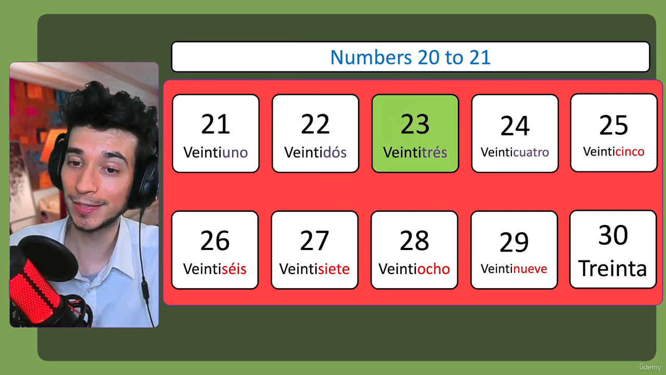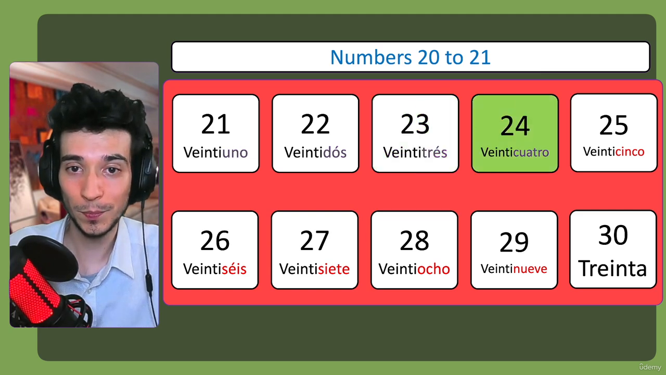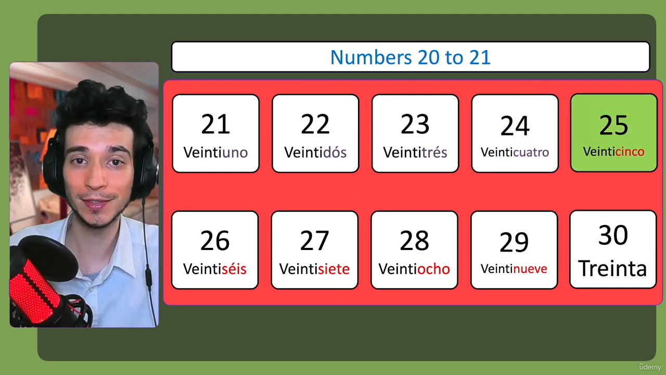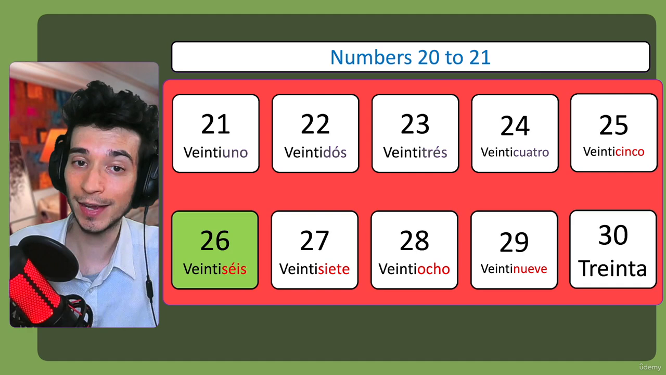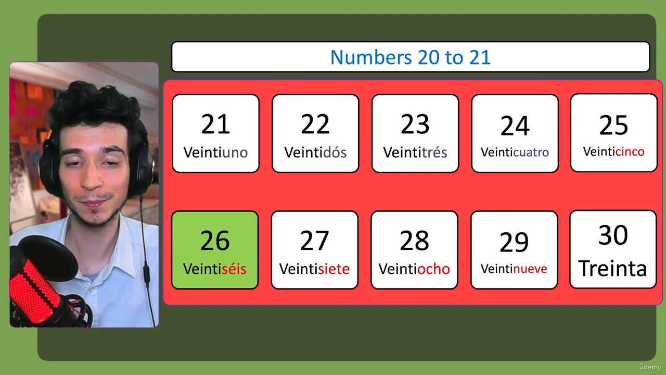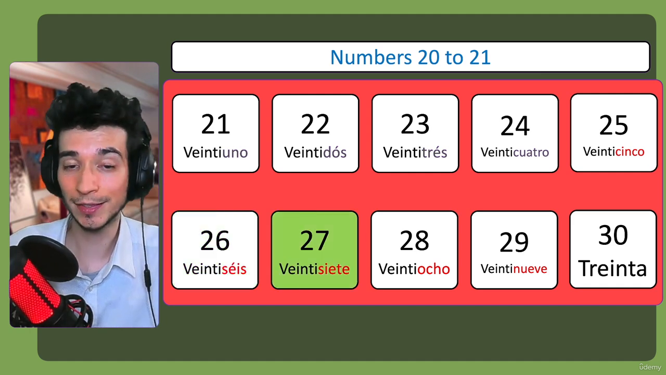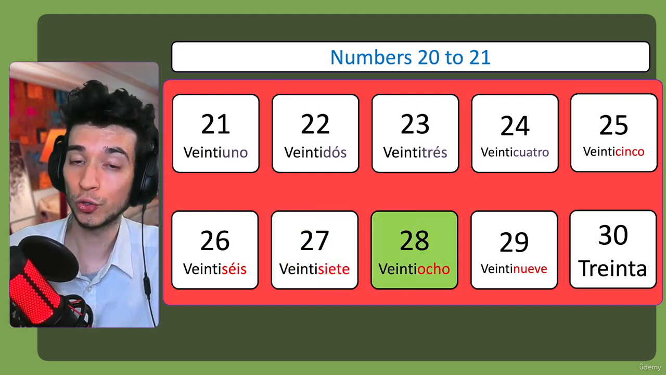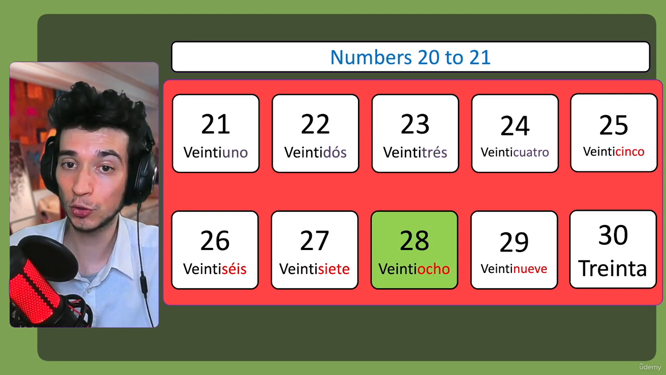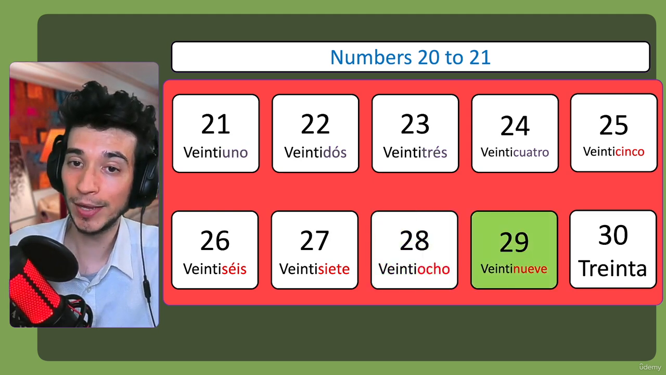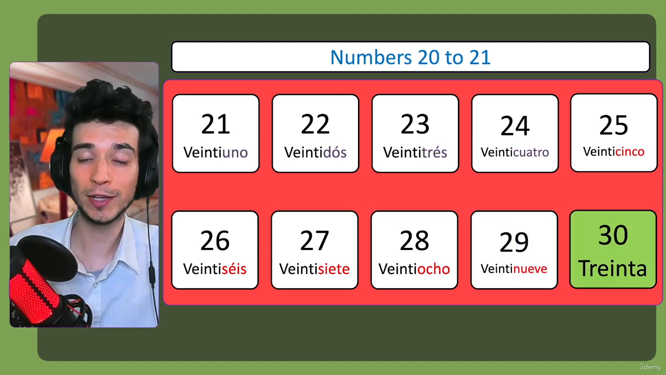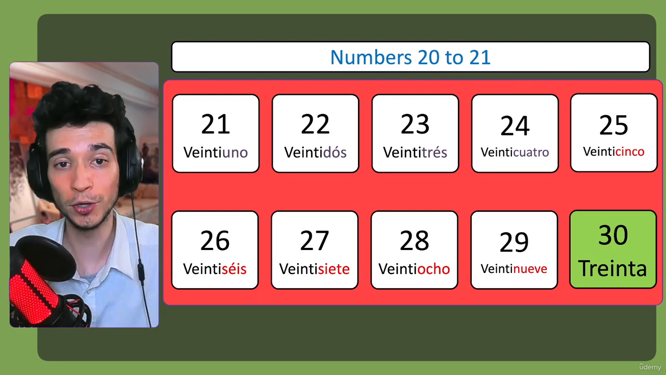23, 24, 25, 20 and 5. 26, 27, 20 and 7. 28, 20 and 8. 29. Then we have 30.